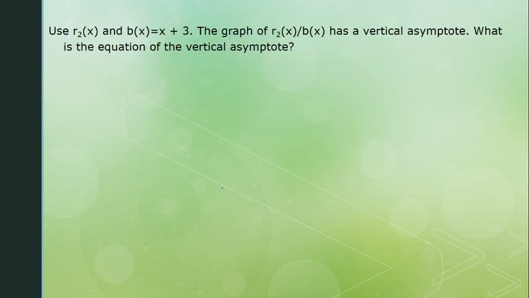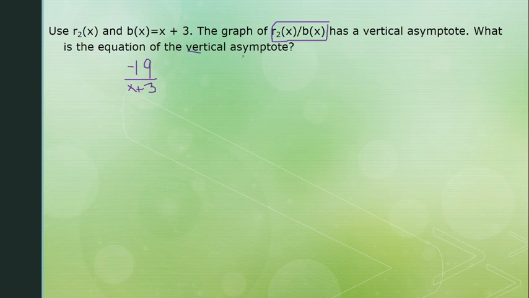Use r2 of x and b of x equals x plus 3. The graph of r2 of x over b of x has a vertical asymptote. What is the equation of the vertical asymptote? So again, I need to go back and find my r2 of x and plug it into my equation. So my r2 of x was negative 19 over my b of x, which is x plus 3.